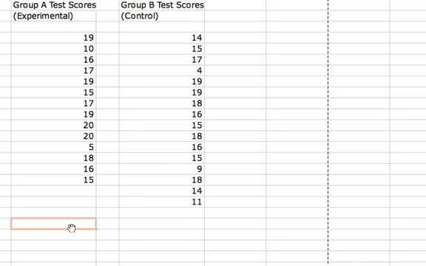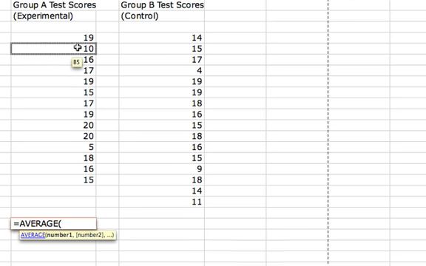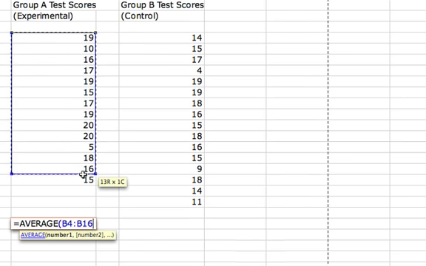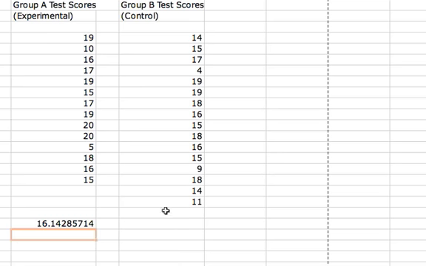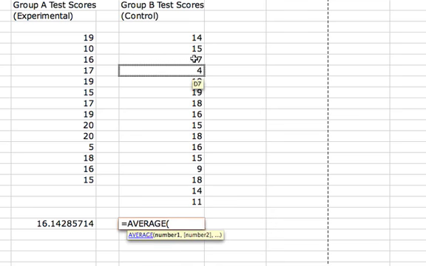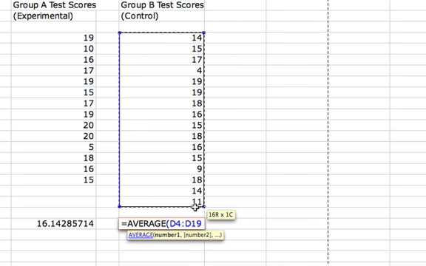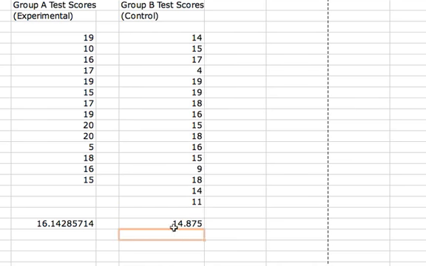We could also calculate the average. Let's get the group average score on the tests. Here we have an average of 16.14. And here we have an average of 14.875. So it looks like, just computing the averages, that group A is performing at a higher level. But we still don't really know.